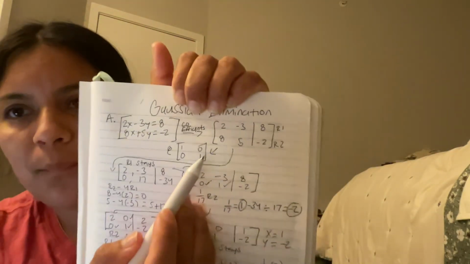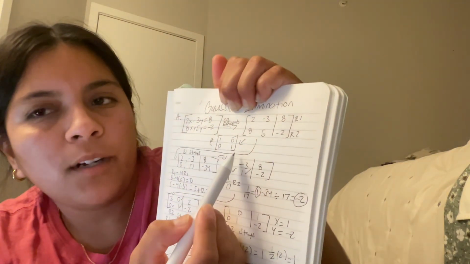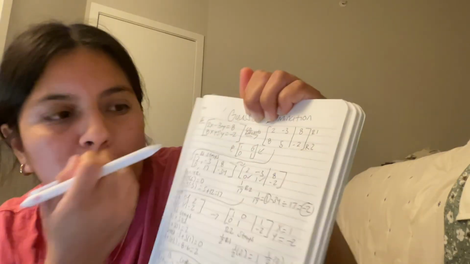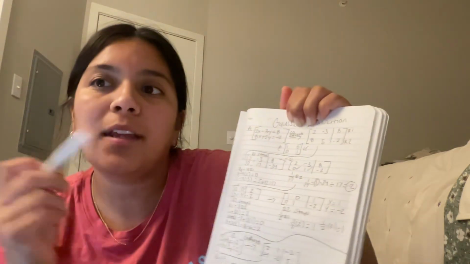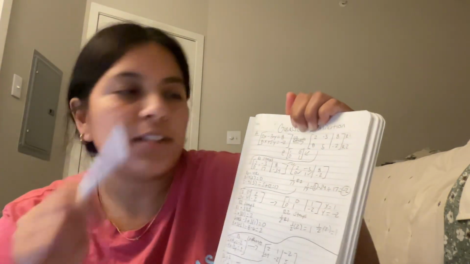Our end goal is to complete the matrix. We're going to be looking for this right here. So we want 1, 0, 0, 1 for this question, and that's how we're going to know. After we achieve that, we'll get our x and our y.